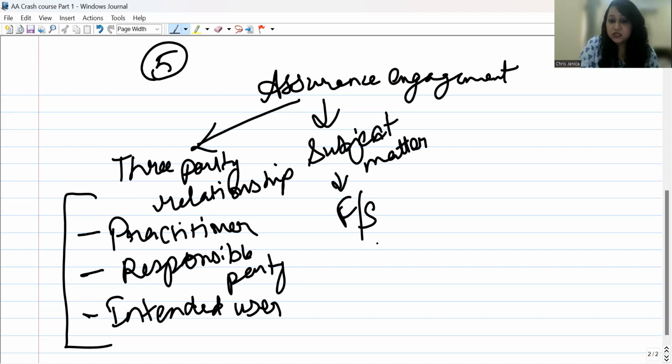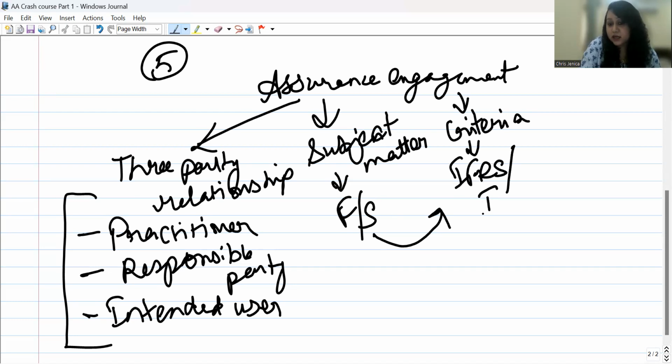Now, I'm going to audit the financial statements, but against what will these financial statements be evaluated? That is called the criteria. This is the third element. So against which I'm going to evaluate these financial statements. For example, it could be IFRS or IAS. When ACCA is concerned, we are studying IFRS and IAS, right? So the financial statements that I'm going to audit, based on which criteria I'm going to evaluate it, whether the financial statements have been prepared in accordance with the IFRS or the IAS. That's what is my criteria.